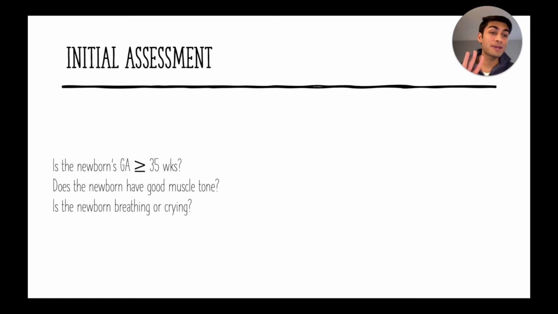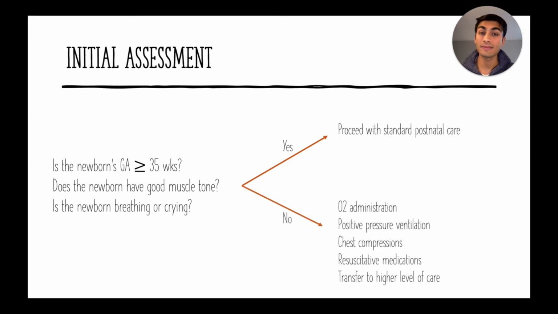So there are three main questions that we're going to ask ourselves. First is the newborn's gestational age greater than or equal to 35 weeks? Next, does the newborn have good muscle tone? And then lastly, is the newborn breathing or crying? If the answer to all of these three questions is yes, we will proceed with the standard postnatal care. However, if the answer to any of these is no, then we might need to take additional measures.